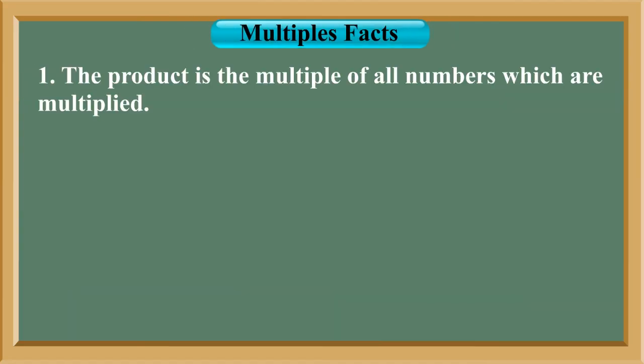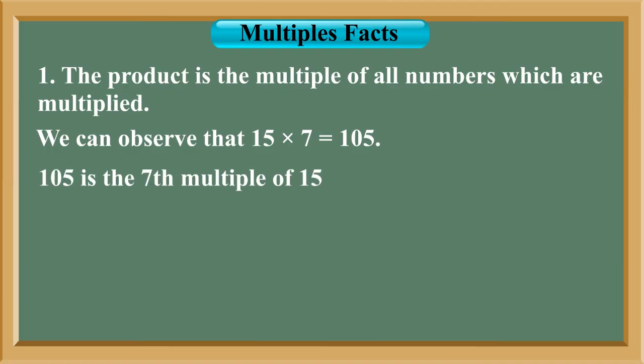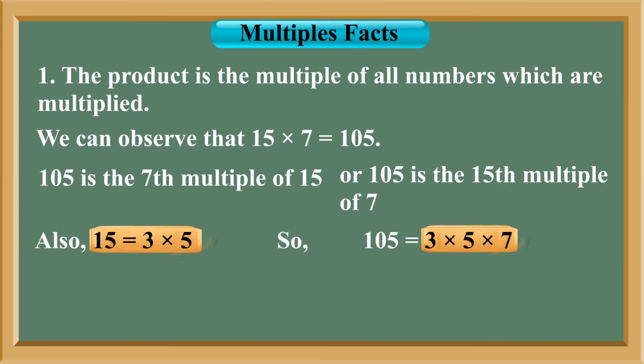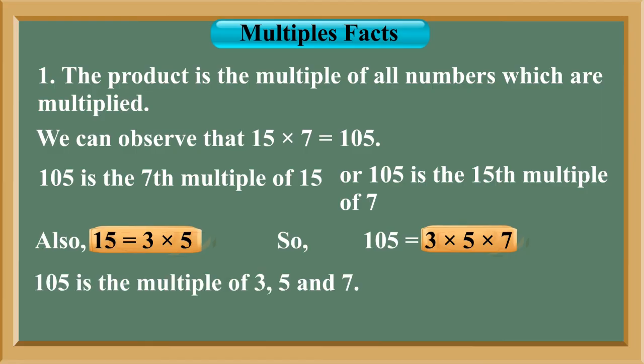Multiples facts. First, the product is the multiple of all numbers which are multiplied. We can observe that 15 multiplied by 7 is equal to 105. 105 is the 7th multiple of 15, or 105 is the 15th multiple of 7. Also, 15 is equal to 3 multiplied by 5. So, 105 is equal to 3 multiplied by 5 multiplied by 7. 105 is the multiple of 3, 5 and 7.